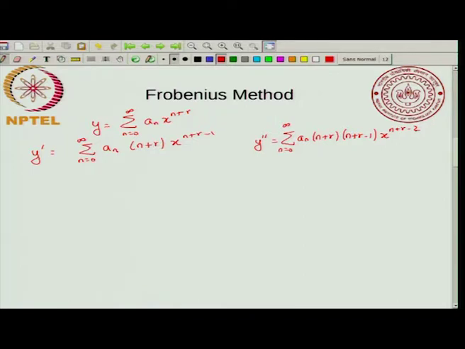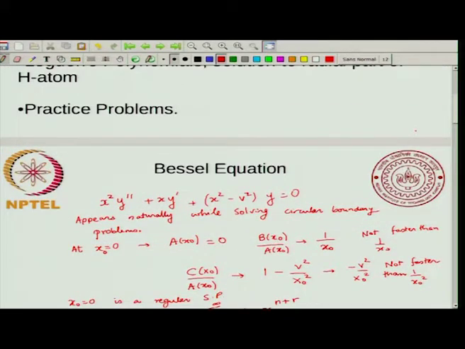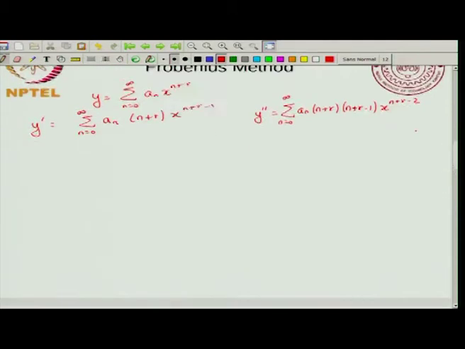Okay. Now when you substitute this in the differential equation, so you go back to your differential equation, x square y double prime plus x y prime plus x square minus v square y equal to 0. So when you substitute this, x square y double prime will look like sum over n equal to 0 to infinity a n n plus r minus 1 x raised to n plus r, okay, plus sum over n equal to 0 to infinity. Now notice I had n plus r minus 2 and then I have x square y double prime. So then it becomes n plus r. Similarly x y prime will become y prime multiplied by x.